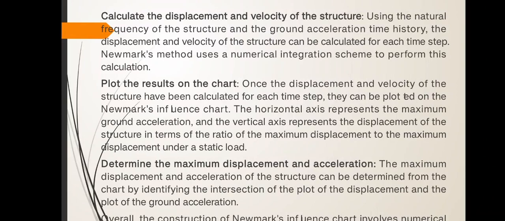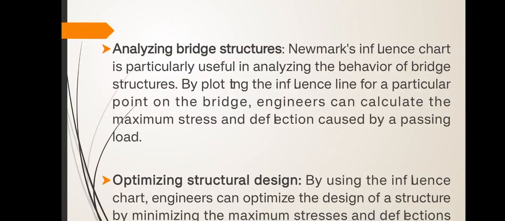Determine the maximum displacement and acceleration. The maximum displacement and acceleration of the structure can be determined from the chart by identifying the intersection of the plot of the displacement and the ground acceleration. Overall, the construction of Newmark's influence chart involves numerical analysis.